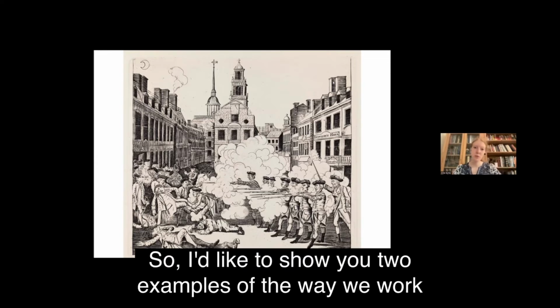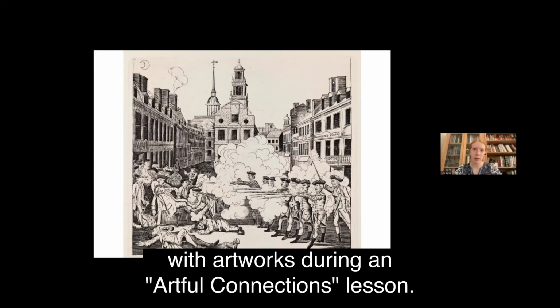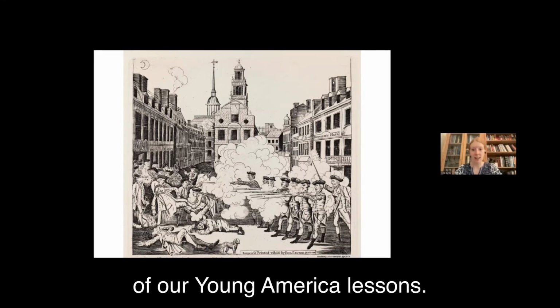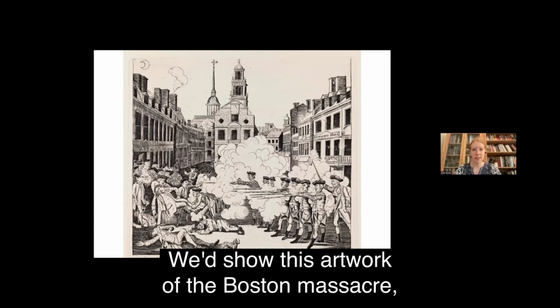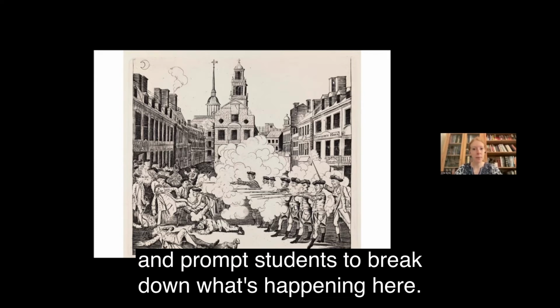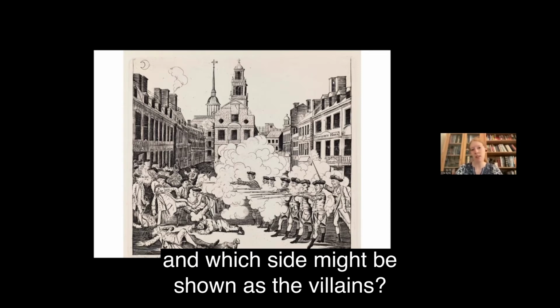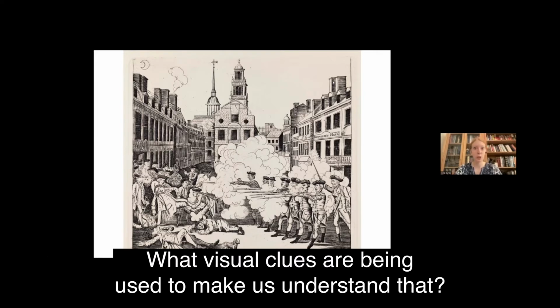So I'd like to show you 2 examples of the way we work with artworks during an Artful Connections lesson. Our first example might be used in one of our Young America lessons. We'd show this artwork of the Boston Massacre and prompt students to break down what's happening here. How is each side of this conflict being depicted, and which side might be shown as the villains? What visual clues are being used to make us understand that?